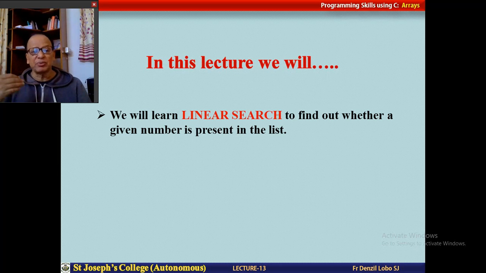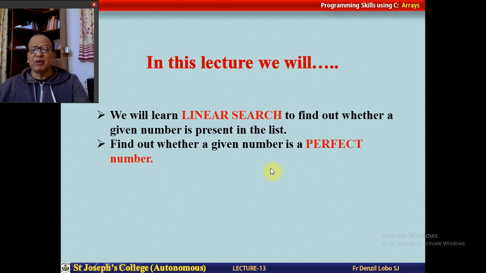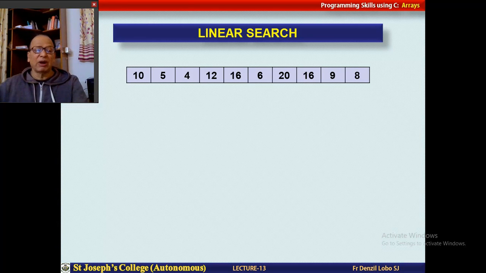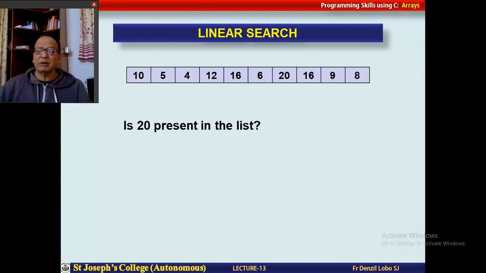How are we going to do this? This is one of the first methods we are going to learn. It's called the linear search. After that, we are going to find out whether a given number is a perfect number. And then we are going to list all those perfect numbers in a range of numbers starting from 1. So we are going to work on these two problems.